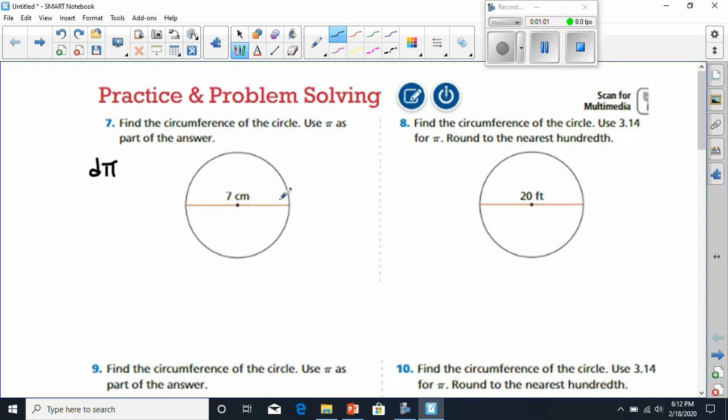We can either have the diameter times pi, or our other formula is 2 times the radius times pi. That simply means the radius is half of the distance of a diameter, so we would have to multiply it by 2. The diameter already is given as 7. Since they want pi as part of the answer, we can only put 7 times pi, and let's not forget centimeters, because that is our unit of length. And that would be our answer.